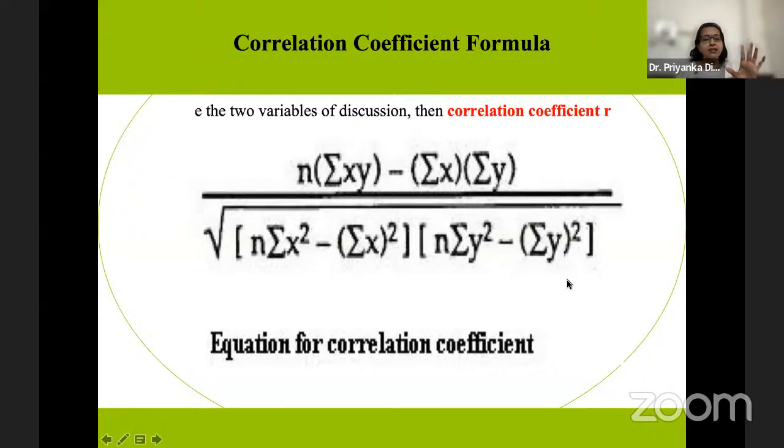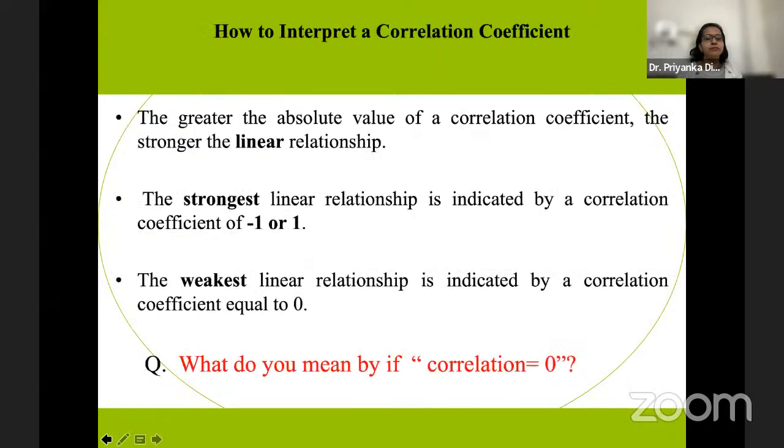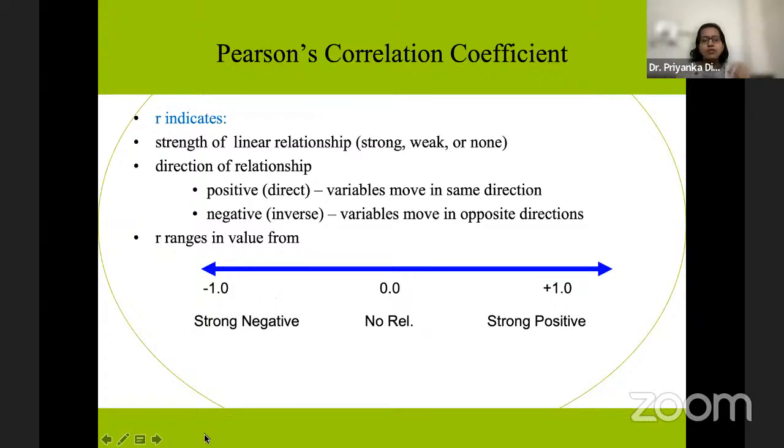When we apply this correlation, we will get a final value, and that value is going to lie between -1 to +1. That is the range. The final value is always and always going to lie between -1 to +1. If your values are not going to lie in this range, you should check your calculation. Okay?